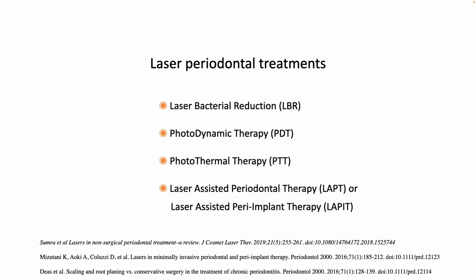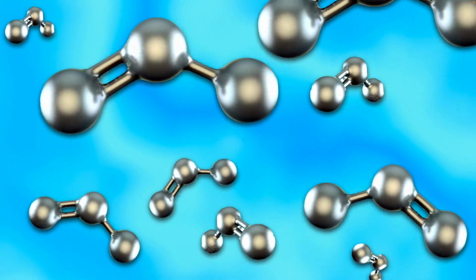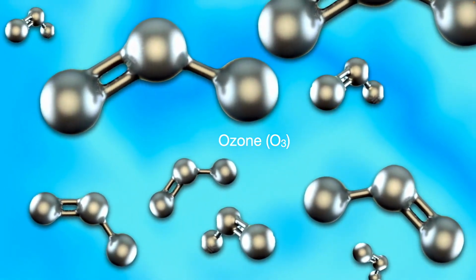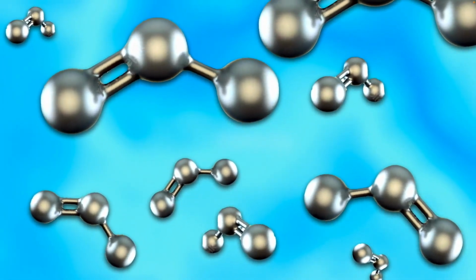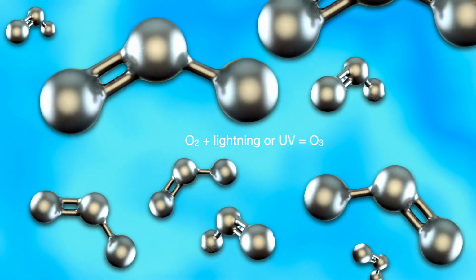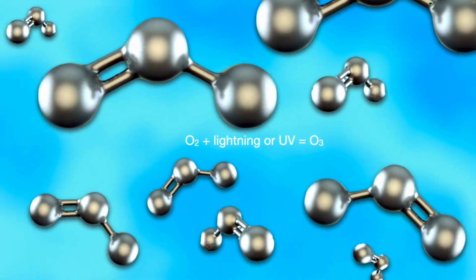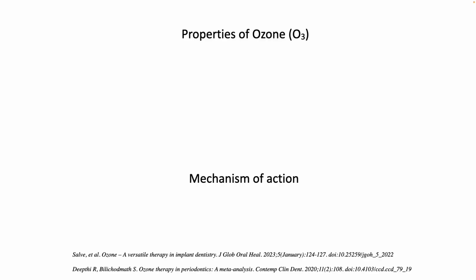But we can also do more. There are antibacterial agents that we can use. This is one of them. This is ozone. And we think of this mostly in the upper atmosphere, but when oxygen combines with lightning or ultraviolet rays, we get ozone. And ozone has some very interesting properties.